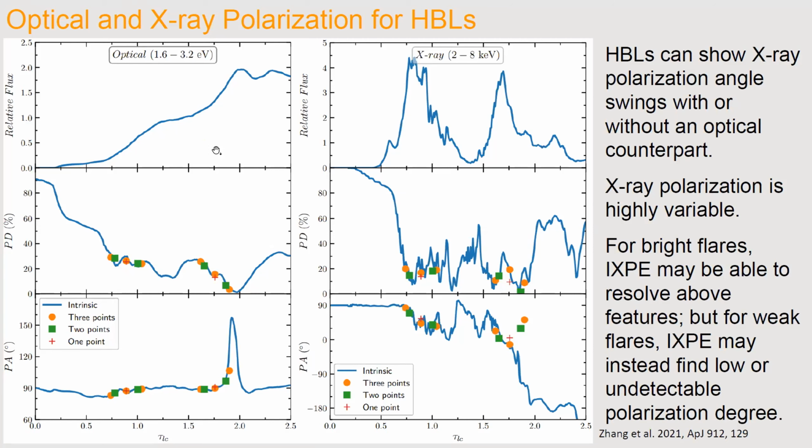Here we consider the number of data points IXPE can obtain for one event. For bright flares, if IXPE can obtain several data points, then they may resolve the angle swing and the variable polarization degree. For weak ones, if IXPE can only obtain one or a couple of data points, then as we can see here, the temporal depolarization effect may result in very low or undetectable polarization degree, and the angle swing cannot be resolved. Both signatures can be strong indications of reconnection in high frequency peak HBLs.